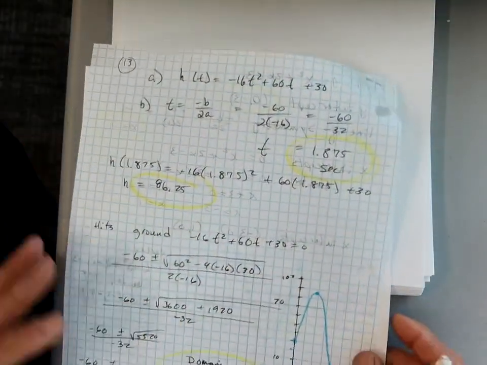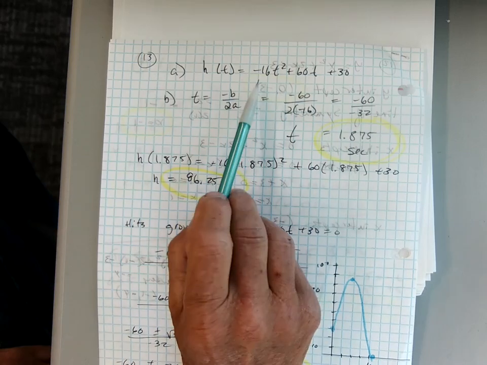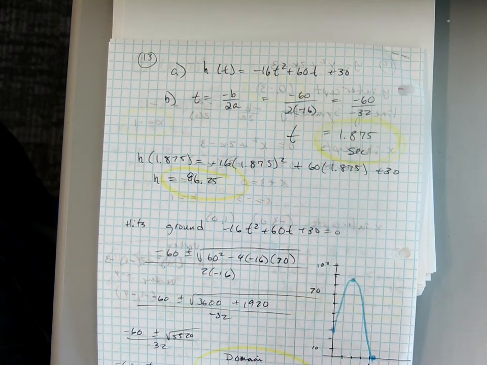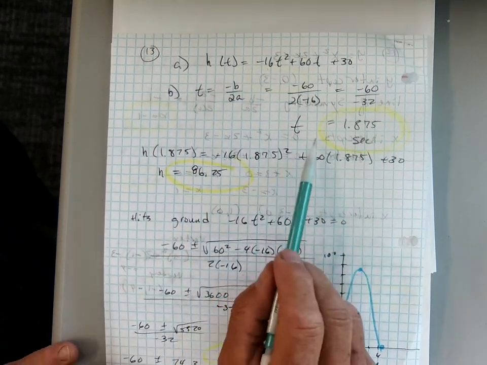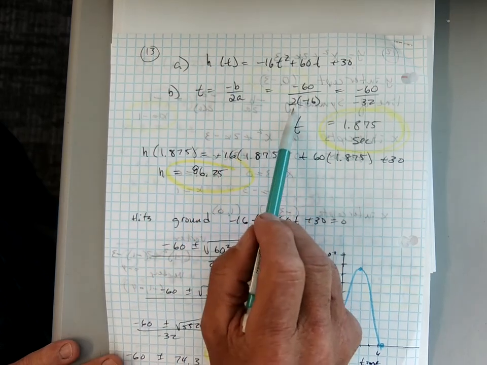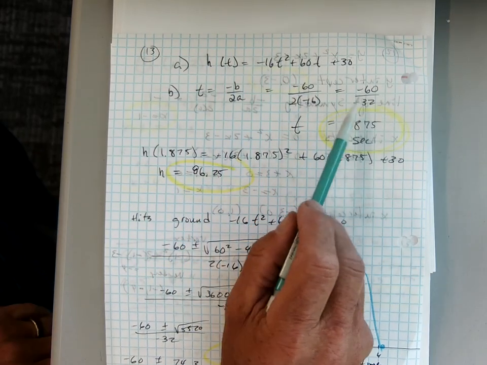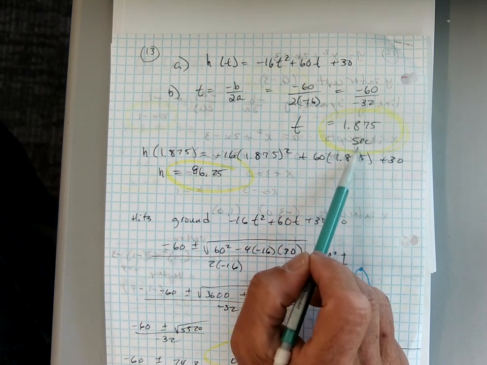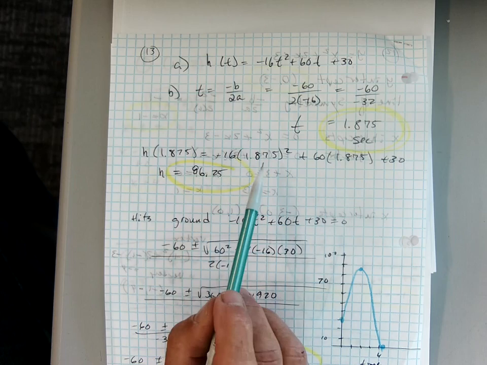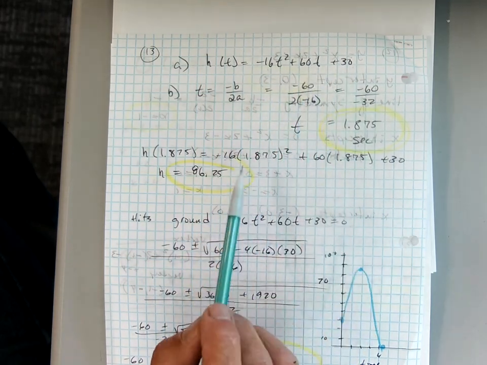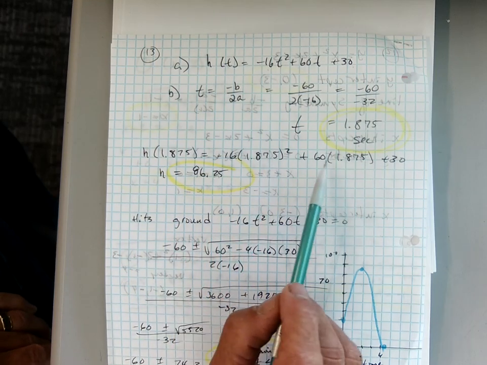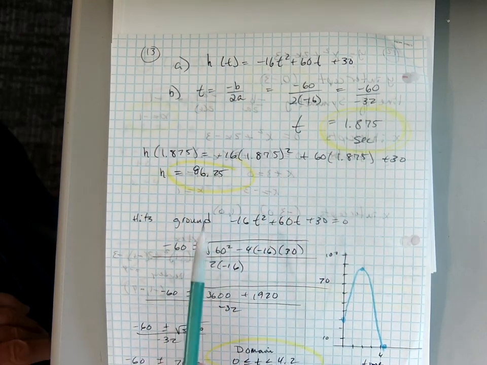We throw a rock into the air. Gravity, initial velocity is 60 feet per second, and starting height is 30. Okay, so first of all, let's find the height, which would be the vertex. So I use my negative b over 2a, which is negative 60 over 2 times negative 16. I use my calculator, and I got about 1.875. That's a time in terms of seconds. Now to get the height, I just plug it in for t, and I used my calculator, and I got about 86.25.